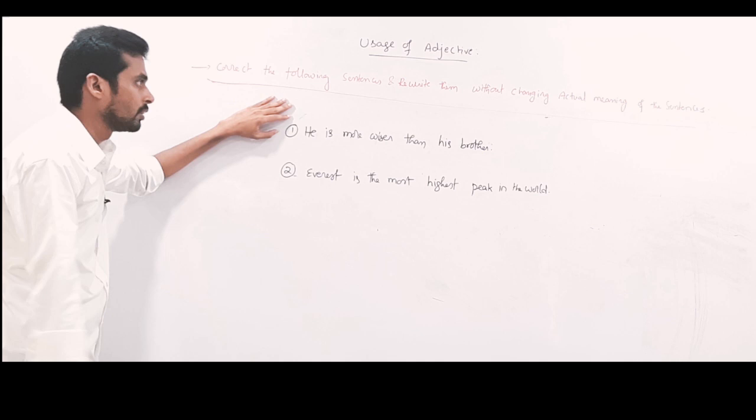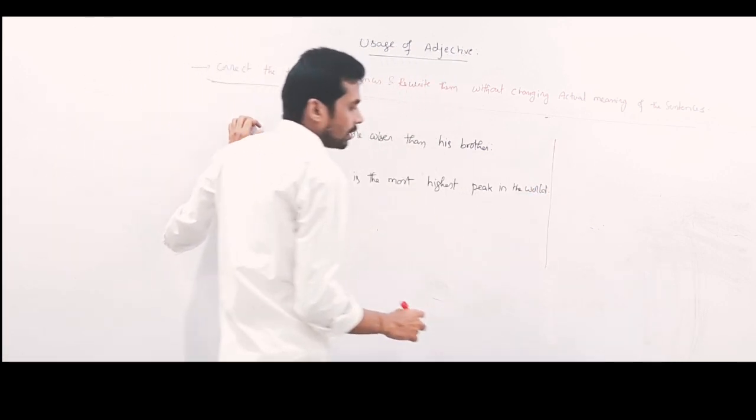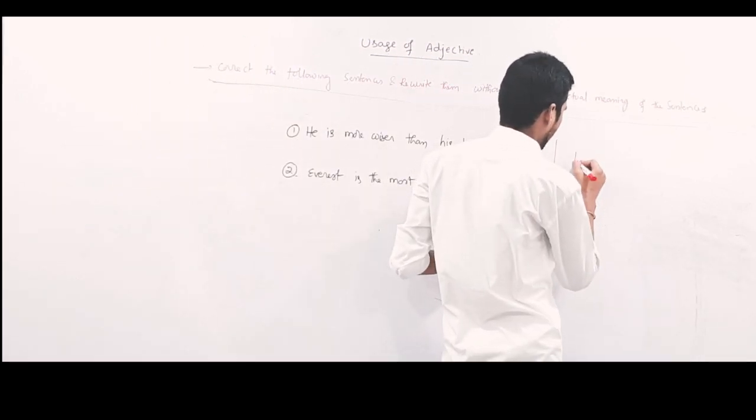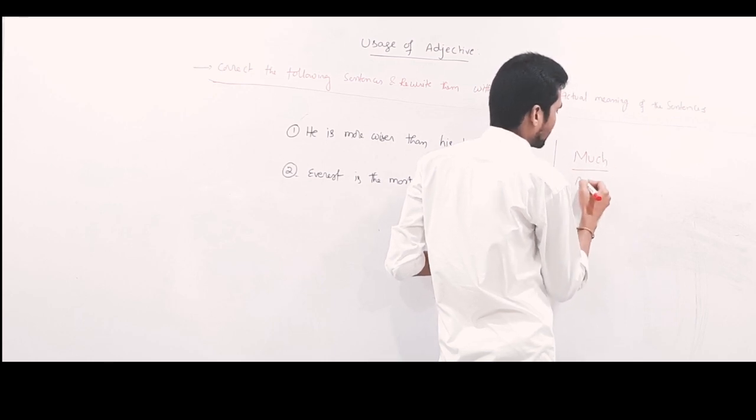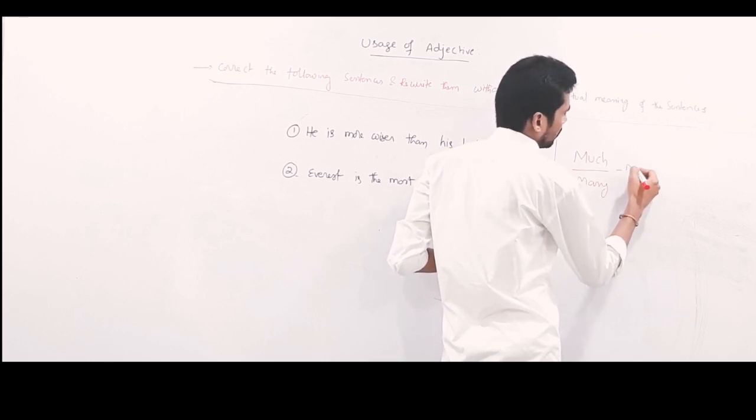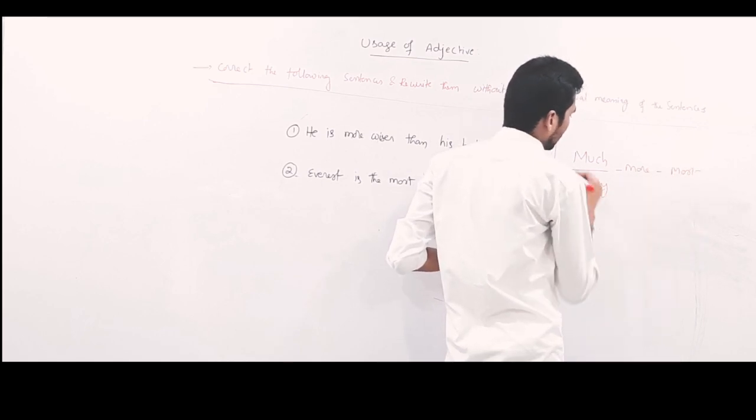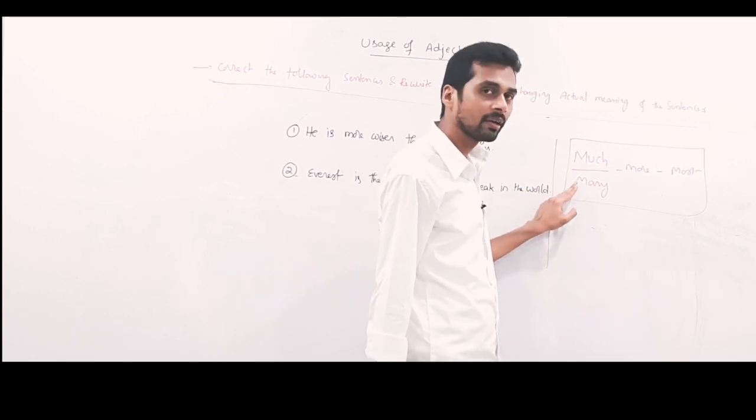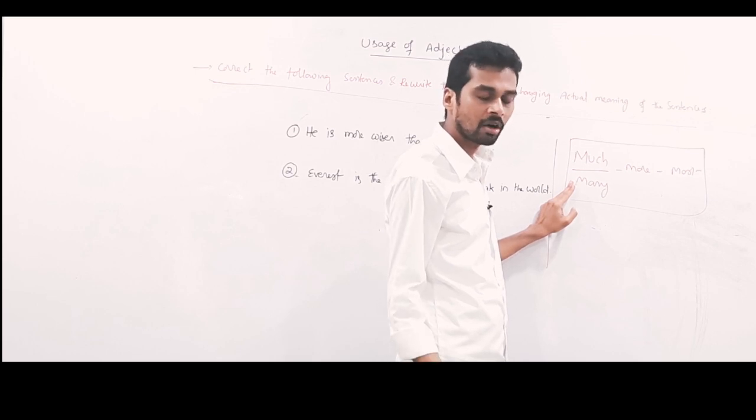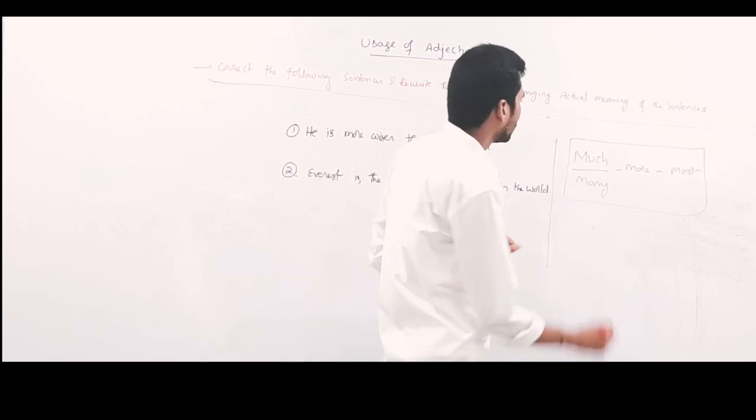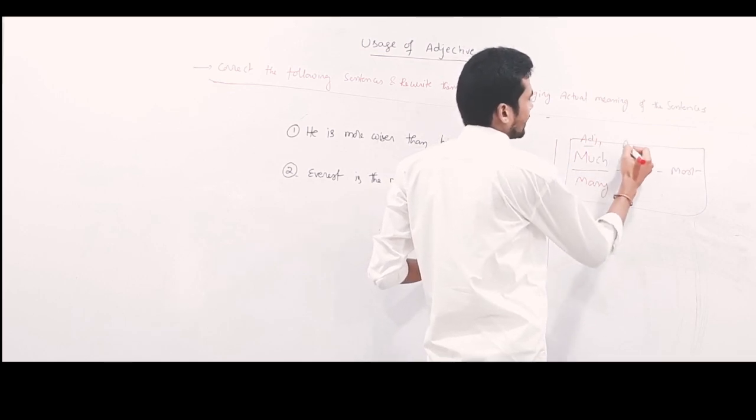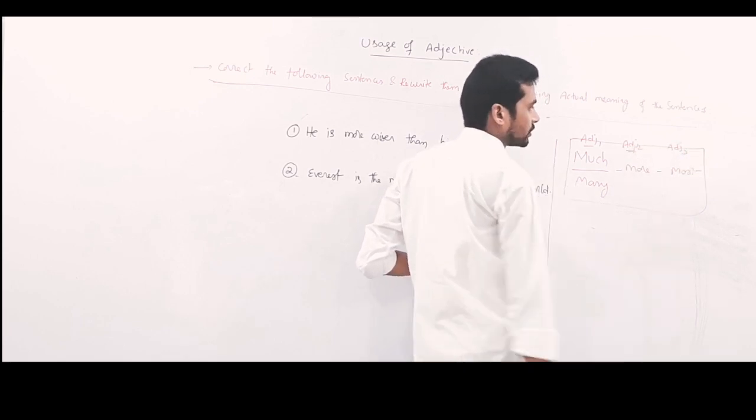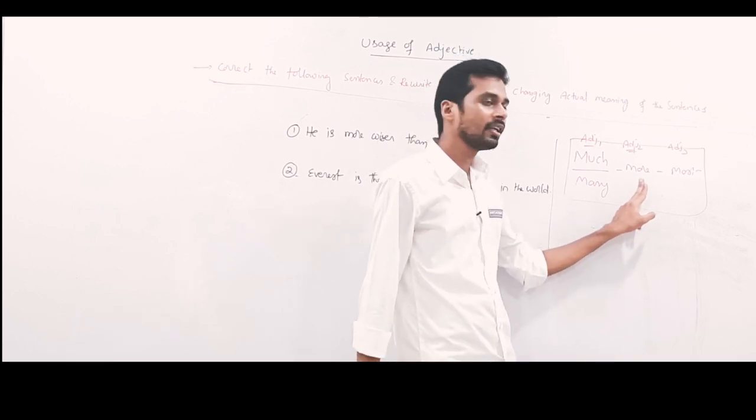Before that, I want to give you the 3 adjective forms of much or many. Remember, much and many are adjectives. Which parts of speech are they? They are adjectives. So this is adjective first form, that is positive degree. Adjective second form is more, and adjective third form is most. Positive degree, comparative degree, superlative degree.